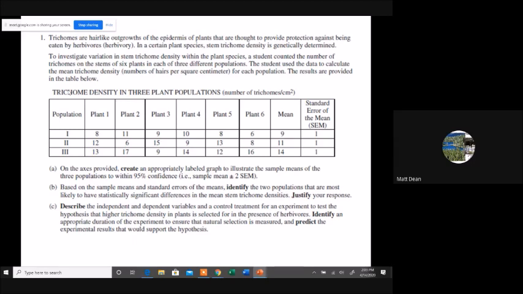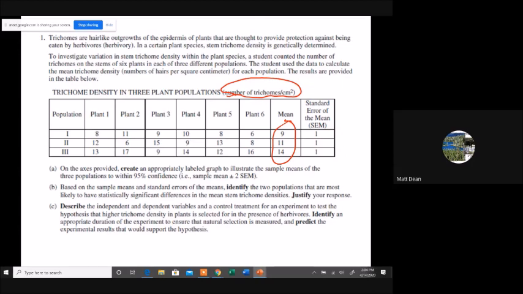Now notice they've already done the math for you. They calculated the mean trichome density, measured in number of trichomes per square centimeter, for each population. They also calculated the standard error of the mean for each group. Now realize that in the real world, you're never going to get a standard error of the mean of exactly 1. And you're not ever going to get the same standard error of the mean for 3 different populations. But here they gave you that number just to make what we're about to do a little bit easier.